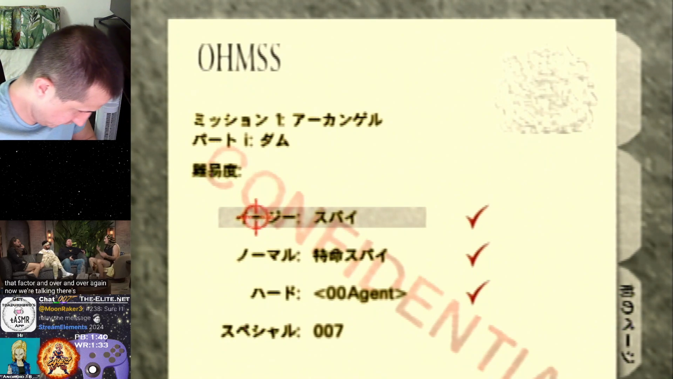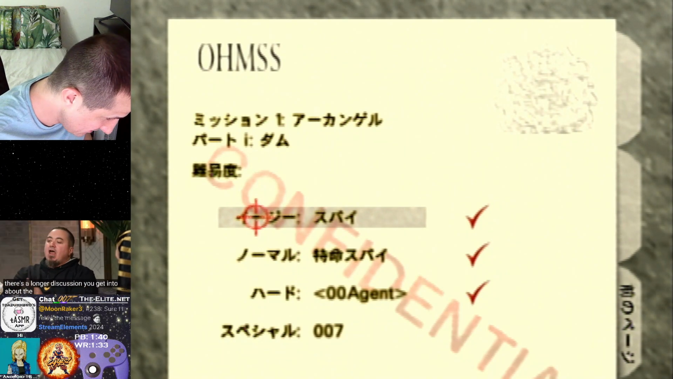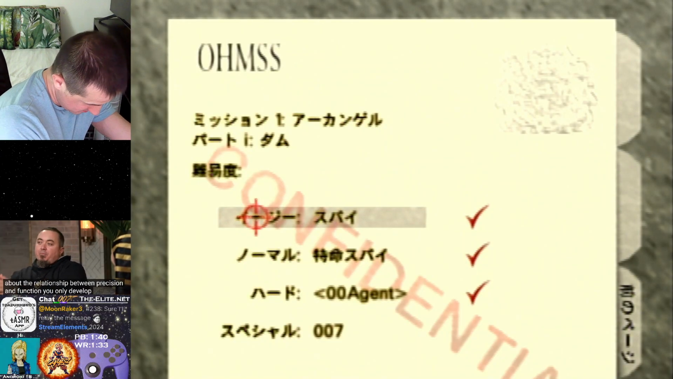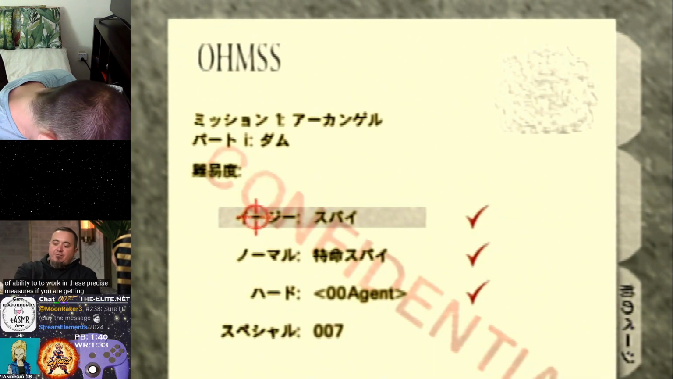Now we're talking. There's an industrial process, and so there's a discussion you get into about the relationship between precision and function. You only develop this type of ability to work in these measures if you are getting a functional return.